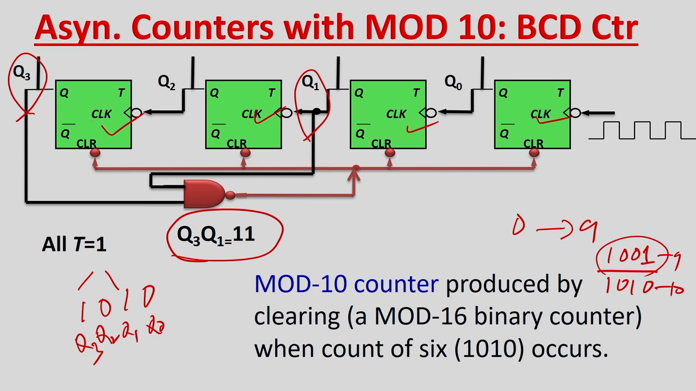A mod 10 counter is produced by clearing a mod 16 binary counter when the count touches 1010. Whenever Q3 and Q1 become 1, simply reset the counter, and this results in a mod 10 counter, which is also called a BCD, binary coded decimal counter.